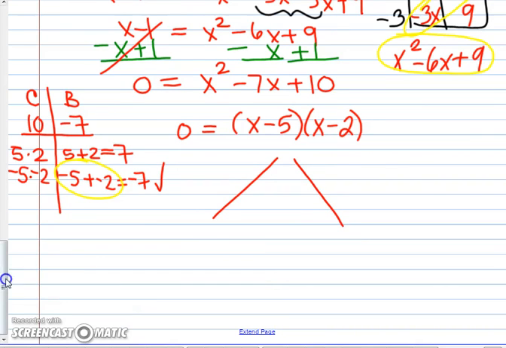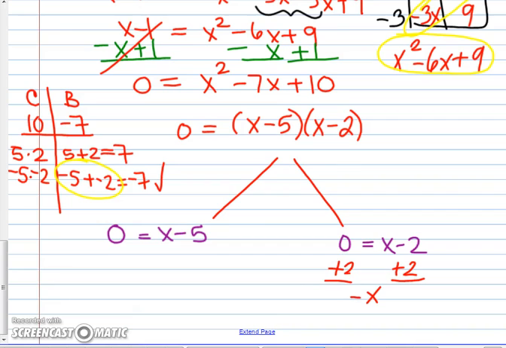So now you have to check your answers. X minus 5, not check, you have to solve for x. X minus 5 is equal to 0 and x minus 2 is equal to 0. You add 2 to both sides and you're left with x is equal to 2 as a solution. And then you're left with x is equal to 5 as another solution.